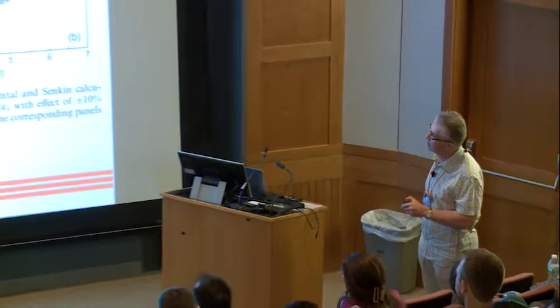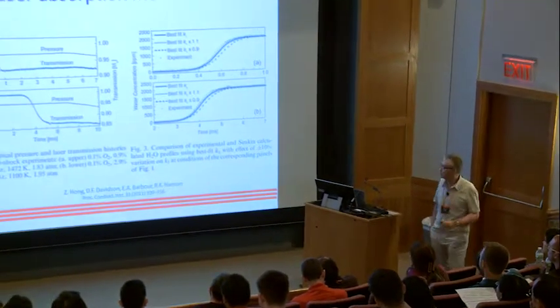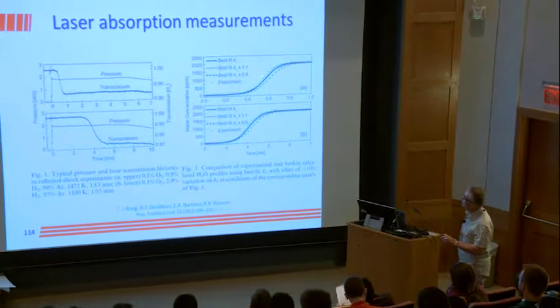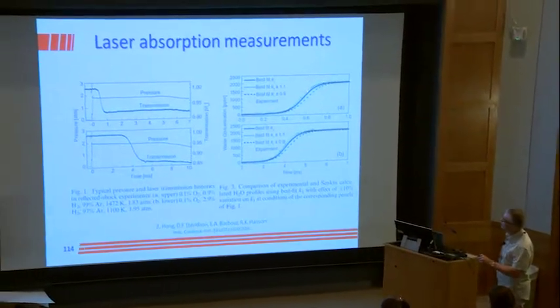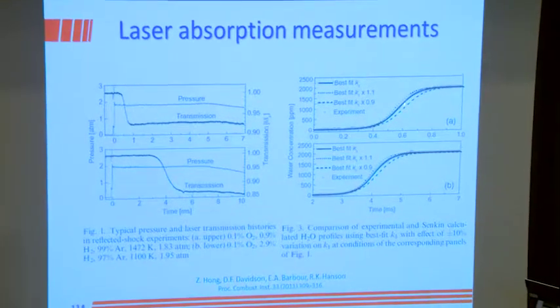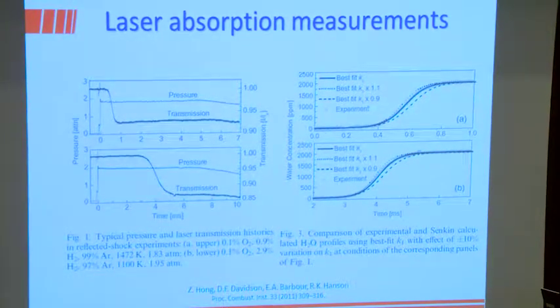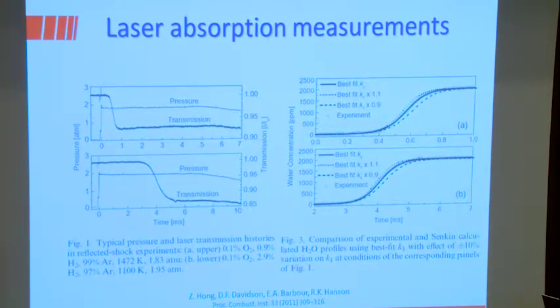You can't see it here, but there are experimental points underneath these curves, and this solid curve is the best fit rate constant for the reaction H plus O2 gives O plus OH. If you increase the rate constant by 10% or decrease it by 10%, then you get these lines. And you can see that that is substantially different from what the best fit is.